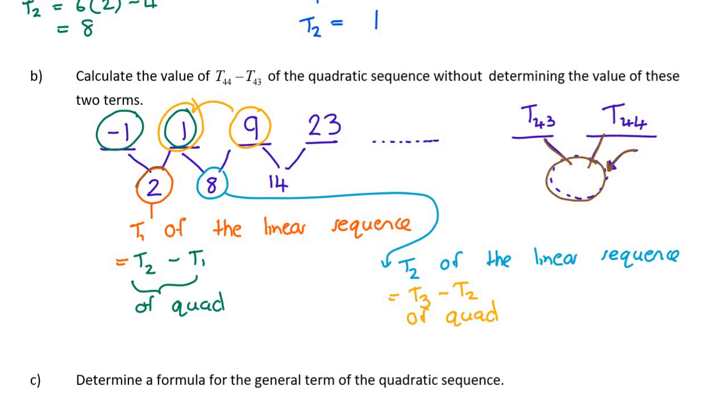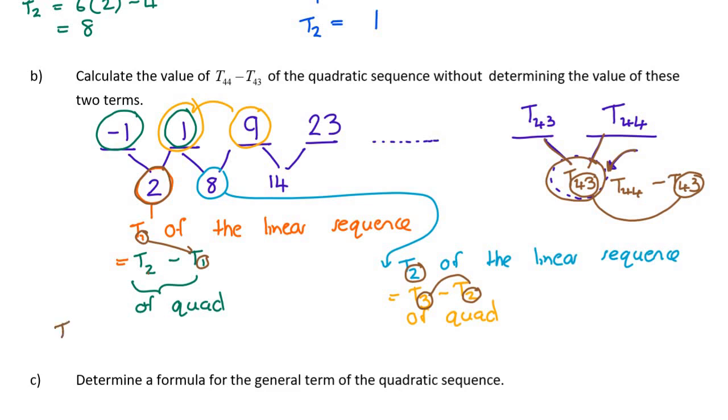So if this one is T1 and T1 is actually T2 minus T1, it's those numbers that match. And T2 is actually T3 minus T2 of the quadratic. So if I'm trying to do T44 minus T43, this must be the 43rd term of the linear sequence, simply because the 43rd term of the linear sequence, those numbers match. So the 43rd term will actually be the 44th term minus the 43rd term of the quadratic.